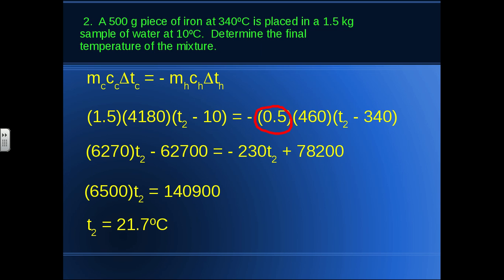So you can see that even though the iron starts at a really high temperature, 340 degrees Celsius, it doesn't affect the temperature of the water that much because the water has such a high heat capacity, and the mass of the water is 3 times as great as the mass of the iron. So not that big a change in temperature for the water. But it's a huge temperature change for the iron. And that's an introduction to thermal energy and heat.